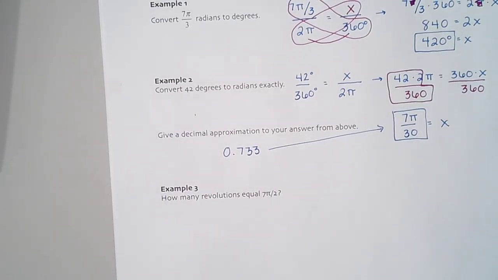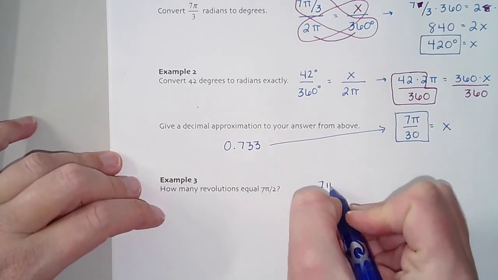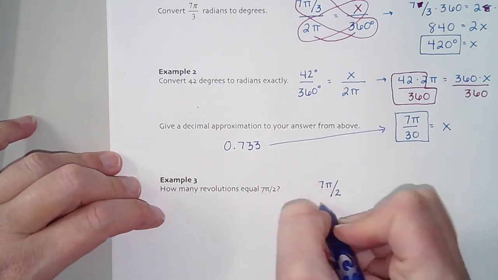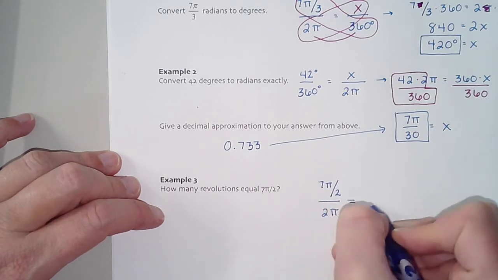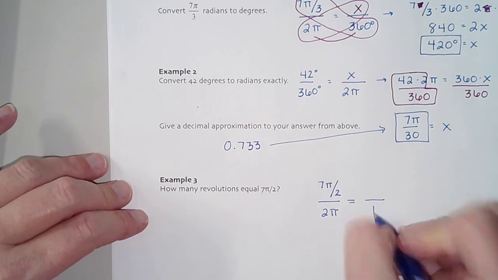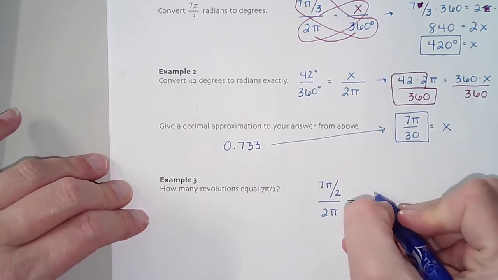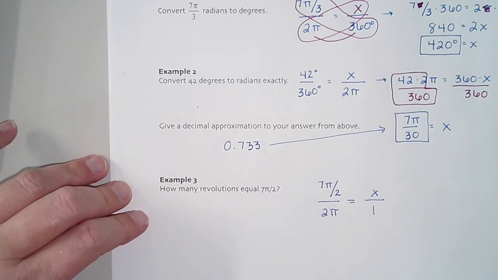All right, so next up we're going to look at revolutions. How many revolutions equal 7 pi over 2? Well, 7 pi over 2 is in radians, right? So I'm going to say 7 pi over 2 out of 2 pi. And I want to know what that's equivalent to in revolutions. Well, 2 pi is 1 revolution. If 2 pi is 1 revolution, what is this thing?